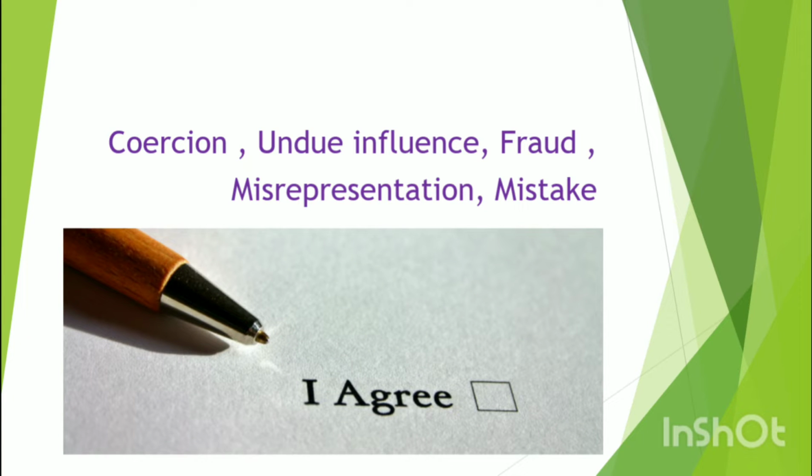In this video we will understand what is coercion, undue influence, fraud, misrepresentation, and mistake. For clear understanding, don't skip this video. In the previous video we understood what is a contract, the essential elements of a valid contract, and free consent. The previous video link is in the description box. Let's go into the concept.